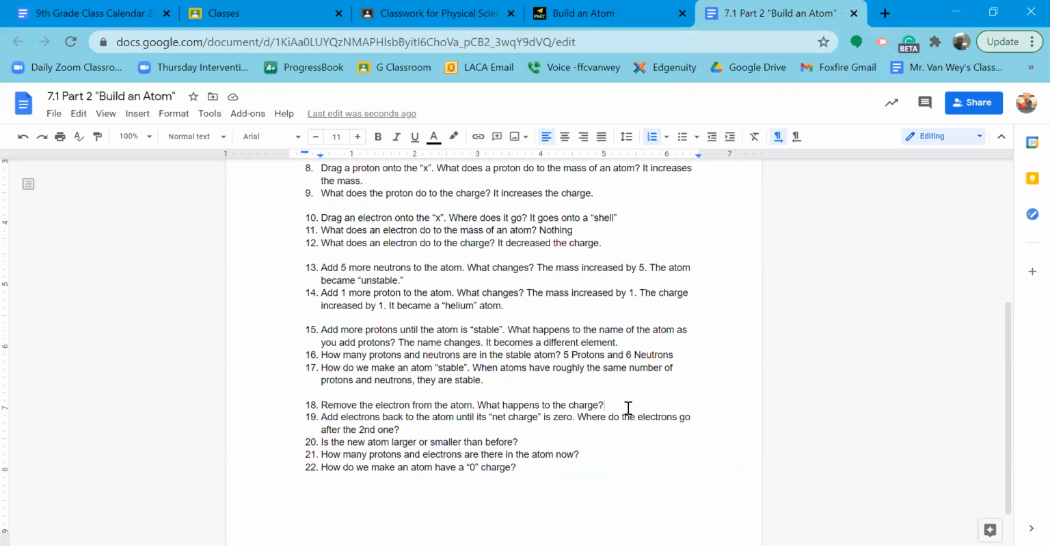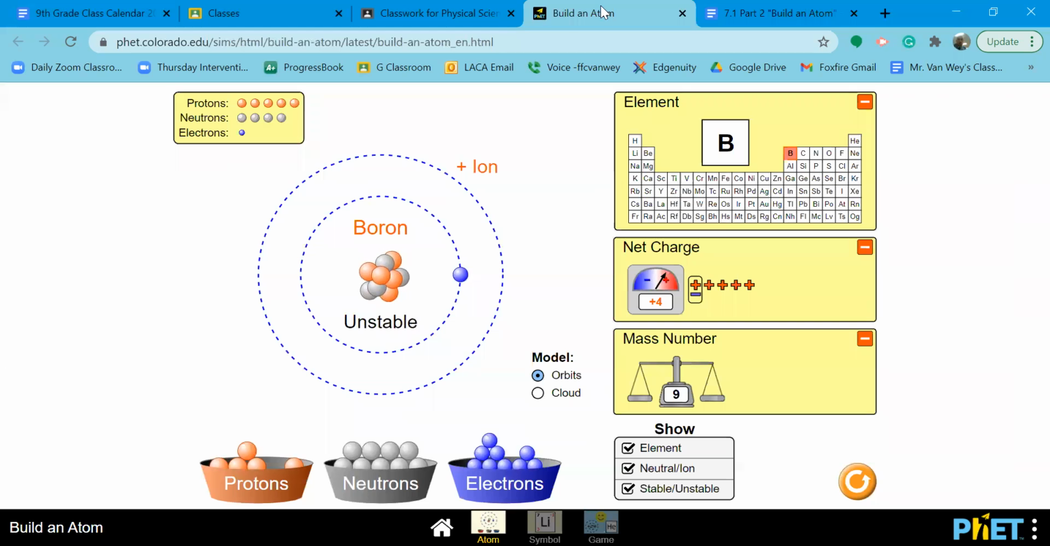Okay. Remove the electron from the atom. What happens to the charge? Well, we already know what's going to happen. So there's a couple of neutrons. I'm going to remove the electron. The charge goes up. The charge goes up.